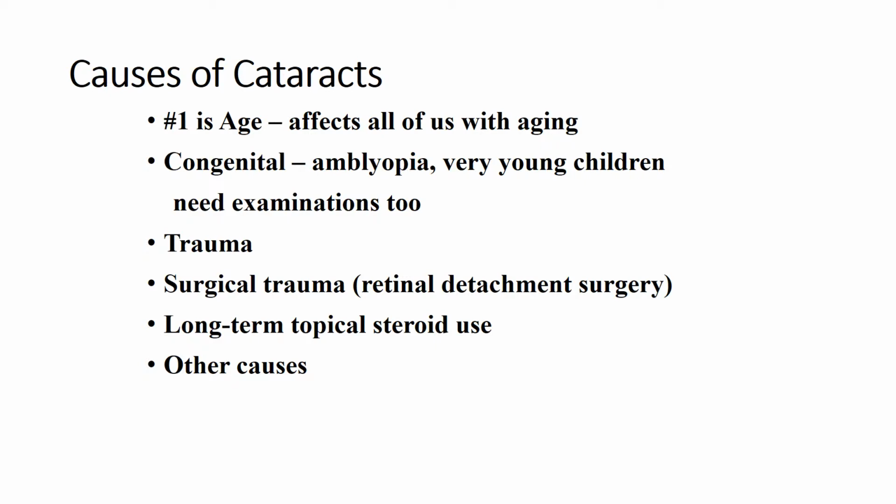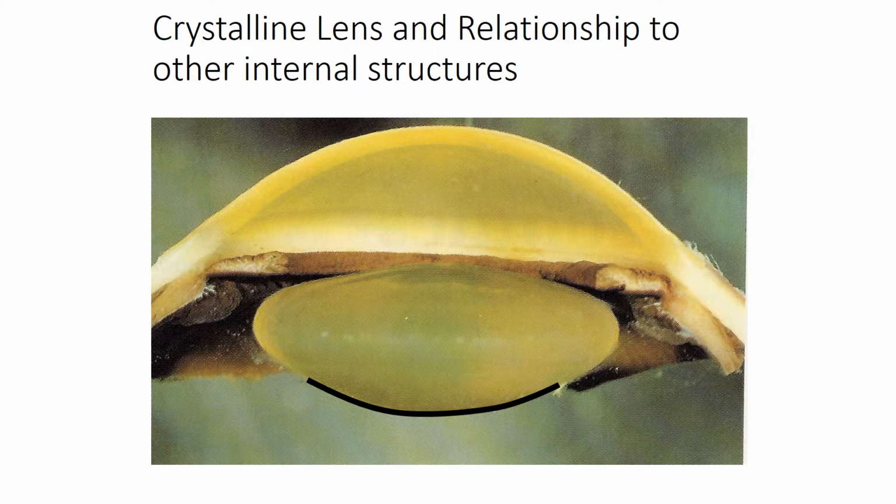There are other causes of cataract besides the sun and the UV. Congenital cataracts are common, which causes amblyopia because it deprives the eye of the sensory information coming in from the light. It also happens in very young children. That's why they need examinations too. It can also be caused by blunt trauma to the eye, surgical trauma such as retinal detachment surgery, or long-term topical steroid use, and there are other causes as well, but we'll talk about that shortly.